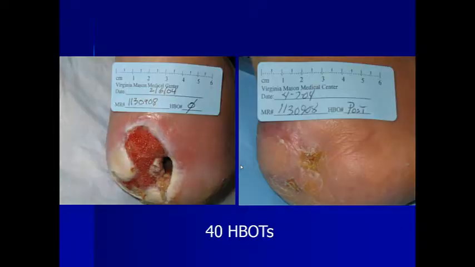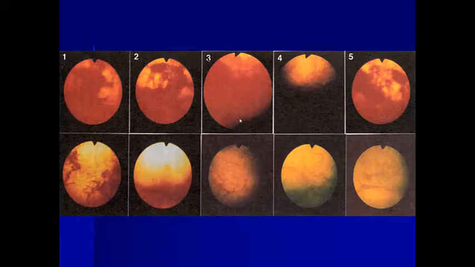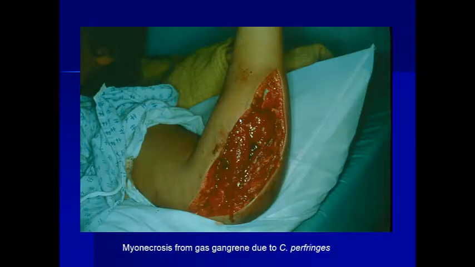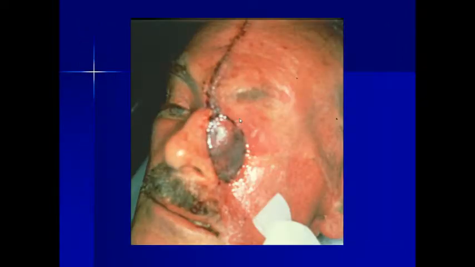About 40 treatments later. It helps with, again, what Dr. Marks studied, your osteoradionecrosis. You can see exposed bone here, and building that angiogenesis and that capillary bed. Radiation cystitis, radiation proctitis, necrotizing fasciitis, or gas gangrene, helping save flaps.